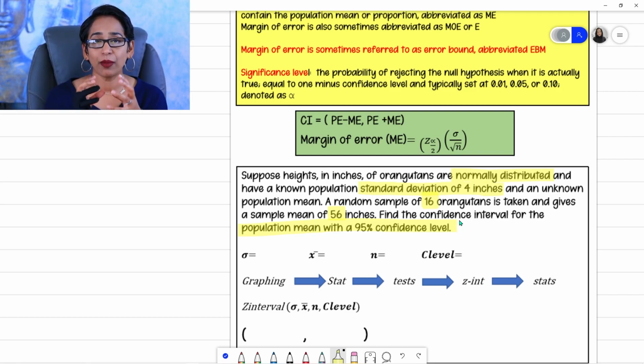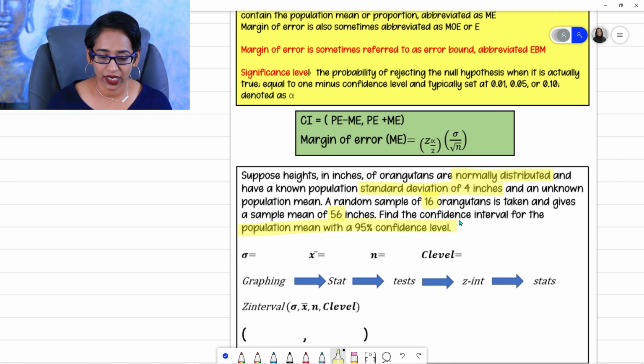Now, what I'm trying to ask you is, give me an interval of where the orangutan's height is. You can tell me, the orangutan height is from this to this. But when you give me the interval, I want you to be 95% confident. So you're telling me, I am 95% confident that the average height of any orangutan, the population mean of orangutan, will be in this interval. You know the population standard deviation, you know the sample size, you know the sample mean, and based on these three, you are giving me a confidence interval and telling me that you're 95% confident that the orangutan height is going to be in this interval.